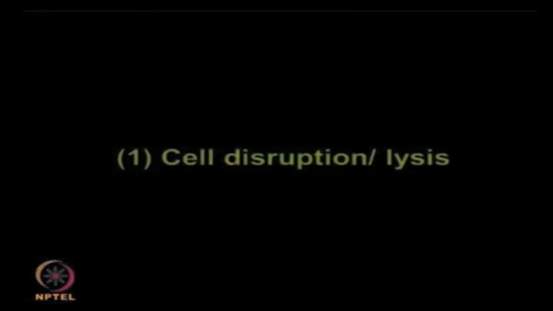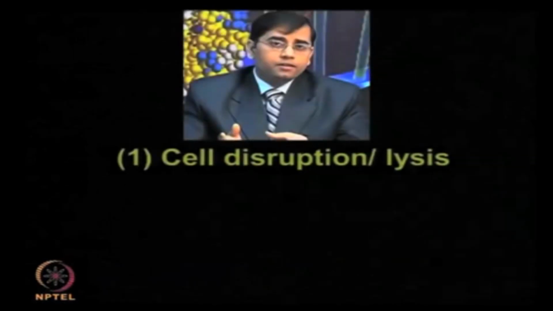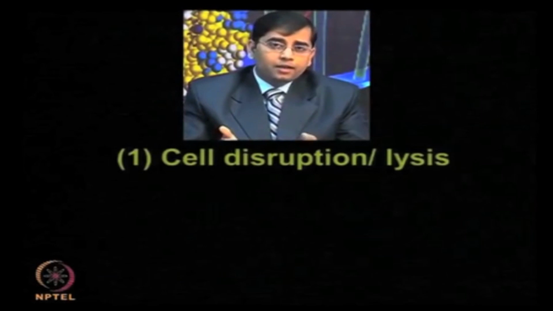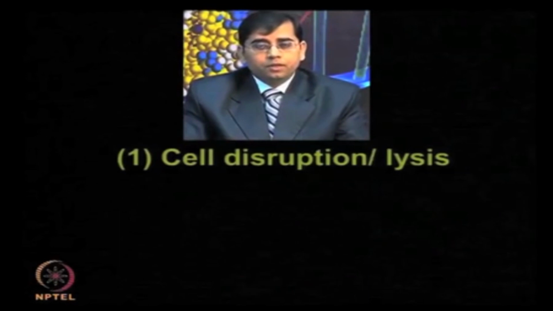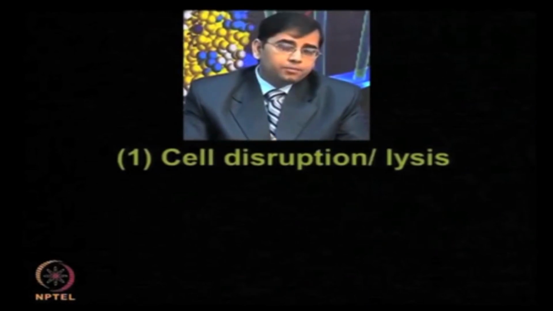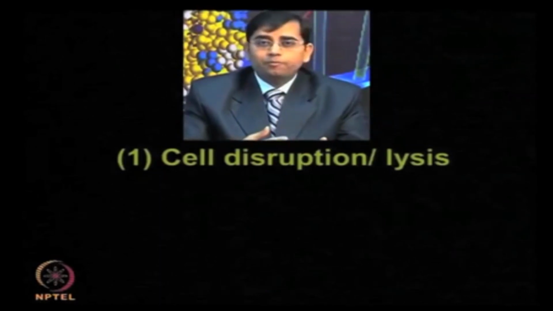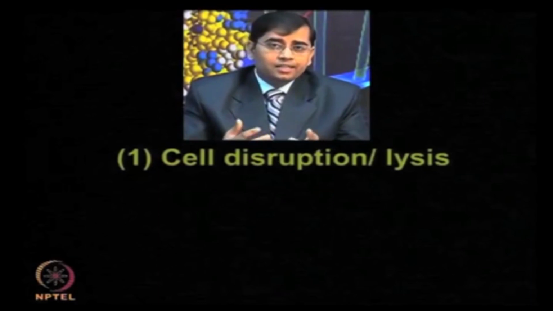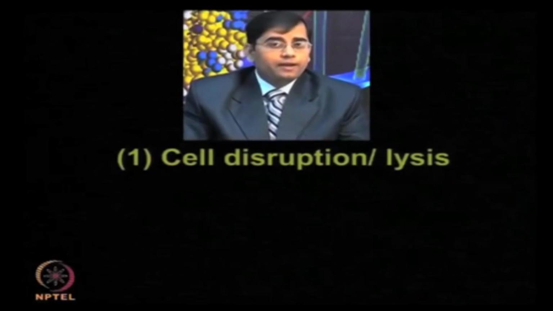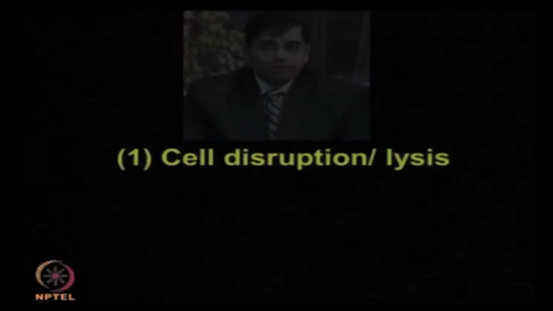So, cell disruption or lysis. The lysis is a very important step, because first of all you would like to break open the cells and remove all the cell components outside, so that you can get good protein yield. So, cell disruption or lysis is very important, and it is often challenging, because all sample types you cannot lyse with the same type of method. So, the lysis strategy has to be modified depending upon the sample type.